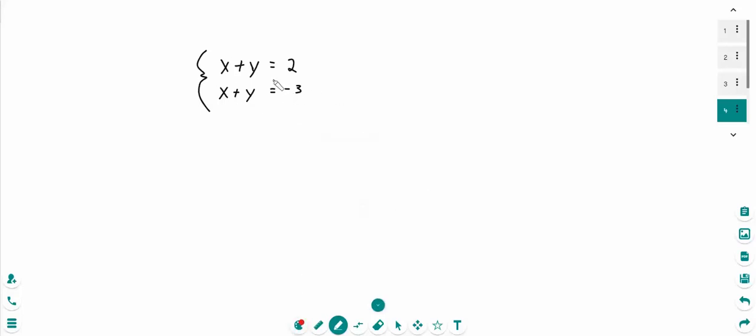Okay, if we're going to eliminate, which one do you want to eliminate? We could eliminate the x or the y. I don't care which. Let's eliminate the x. So to do that, let's multiply this top equation by a -1 because then that will eliminate the x's. So if we multiply it by a -1, we end up with -x, -y is equal to -2. And below we have x plus y is equal to -3.